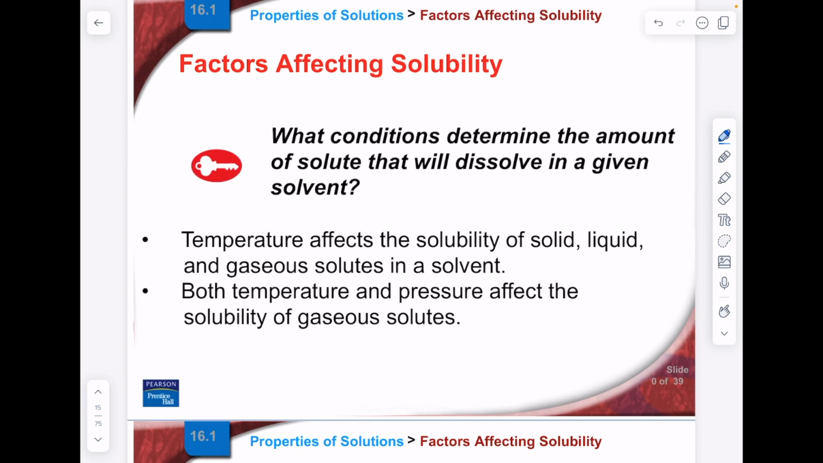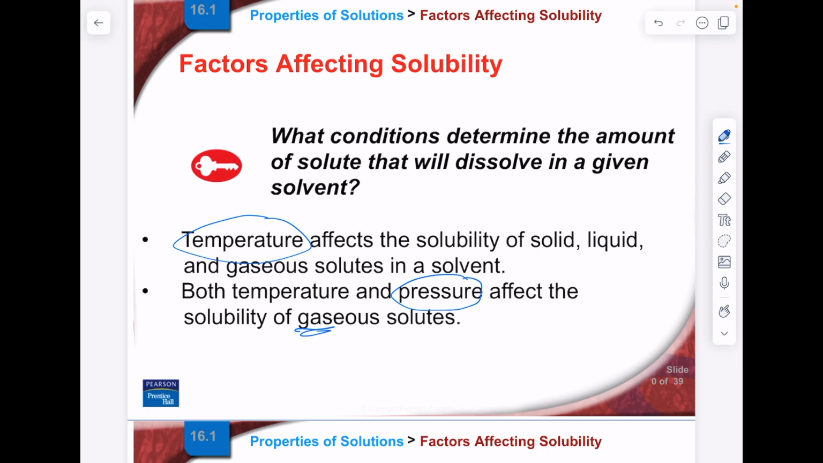All right, factors affecting solubility. We're going to see that temperature is a very important factor that determines just how much a solid or a liquid or a gas can dissolve in a solvent. But pressure is a factor only when we talk about gases, not about liquids or solids. And you know from previous experience in the gas laws that gases are very susceptible to changes, not just in temperature, but also changes in pressure.